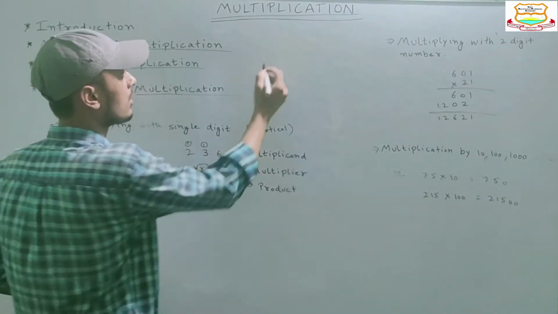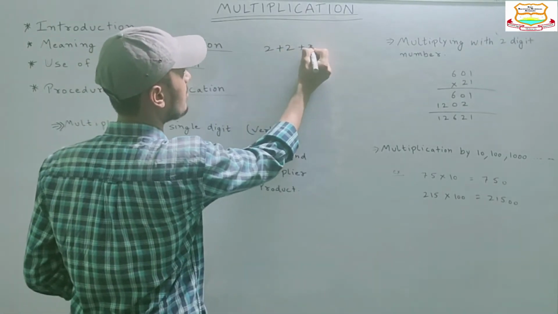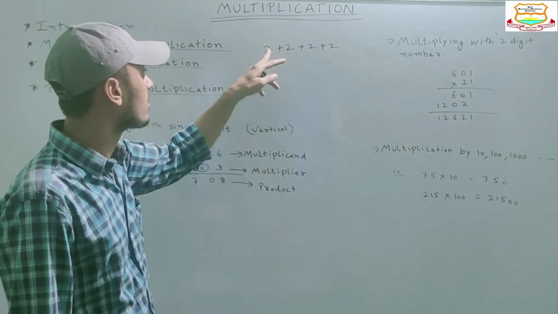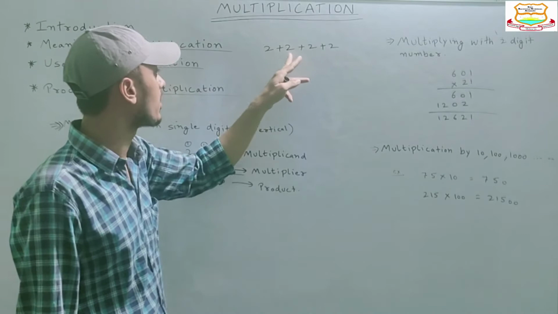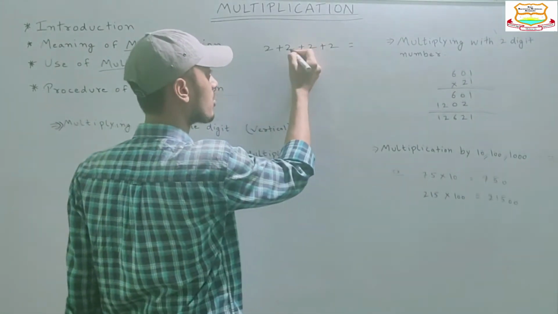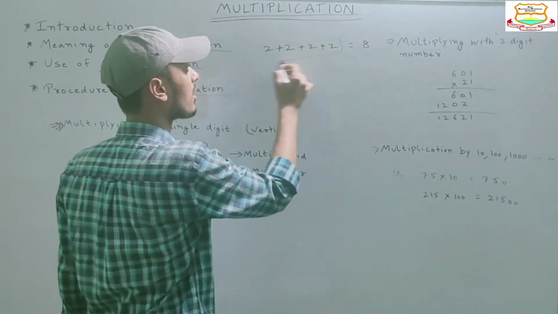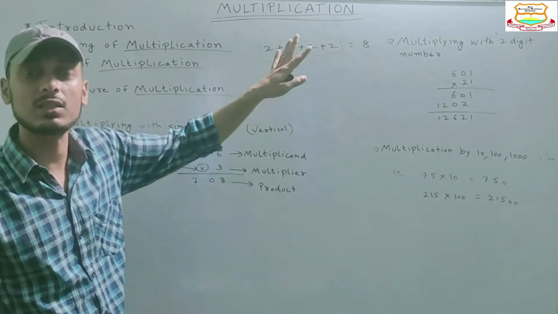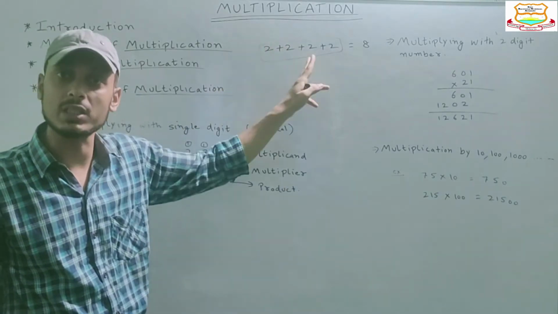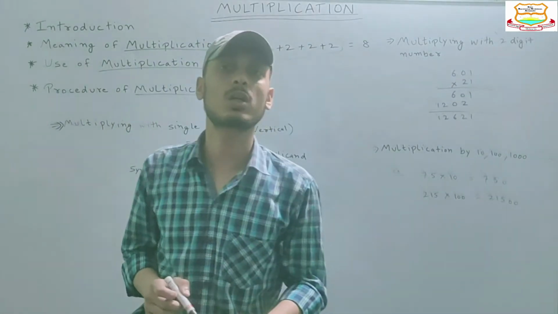For example, suppose we want to add 2 four times. 2 plus 2 plus 2 plus 2. How much will we get? 8. 2 plus 2 is 4, plus 2 is 6, plus 2 is 8. This is a repeated addition, meaning some digits are repeating. This is called multiplication.